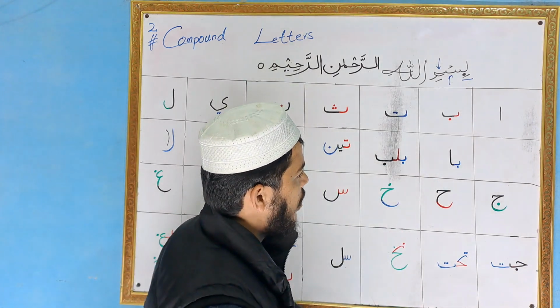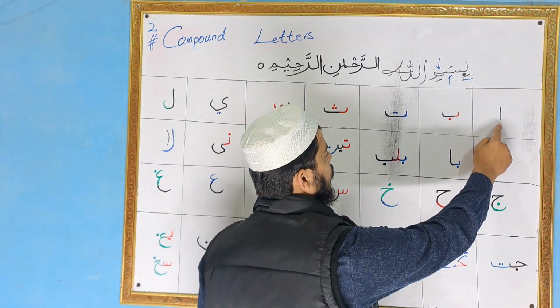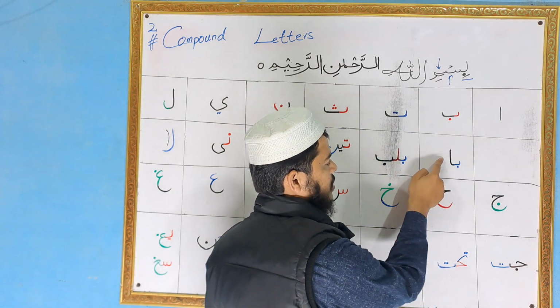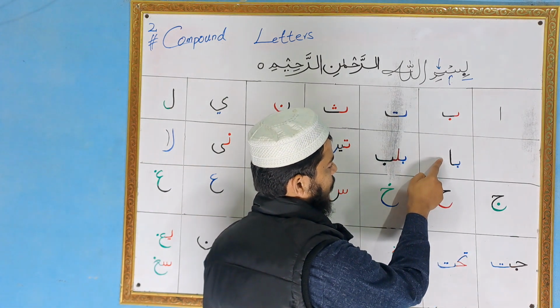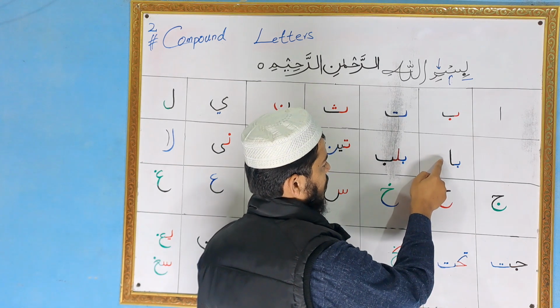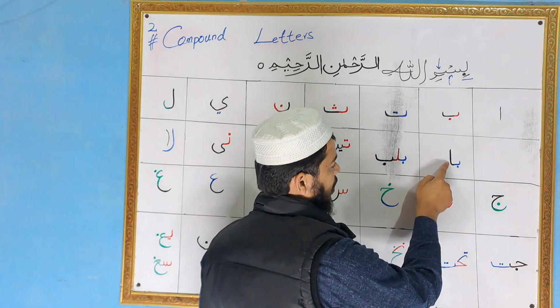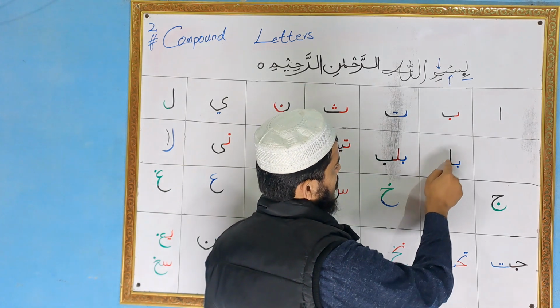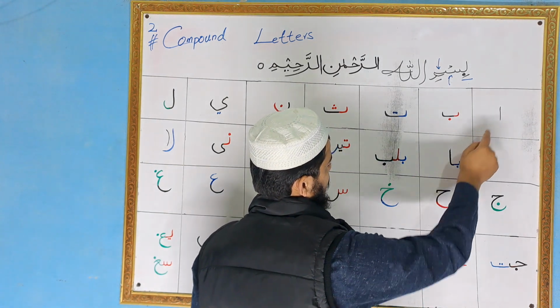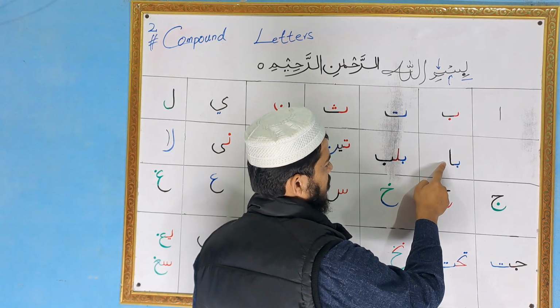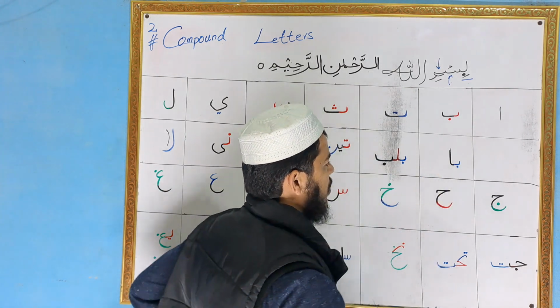And remember about alif, alif can only occupy the last place. It cannot come as a beginning letter or as a middle letter. It will only come at the end. So it will come in its original form, this form. You can see this is alif. So this letter is ba alif.